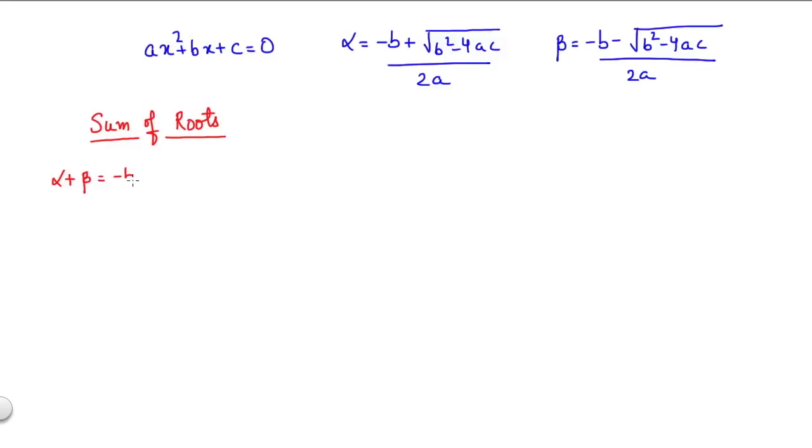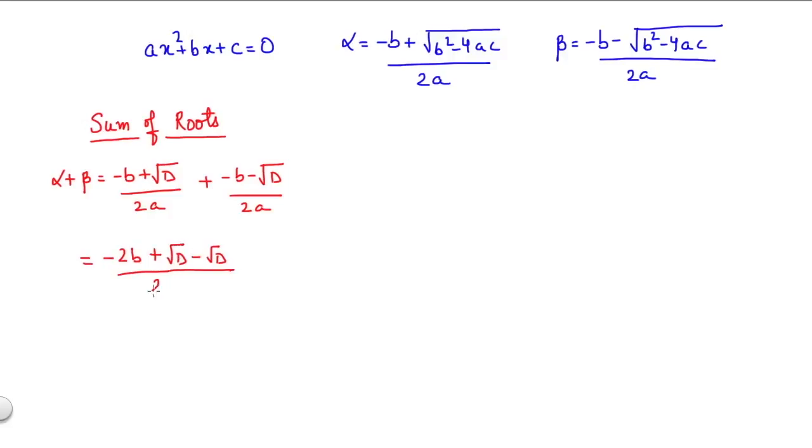alpha plus beta is equal to (-b + √D) / 2a plus (-b - √D) / 2a, which is equal to -2b, we can cancel √D from √D, divided by 2a, that is -b/a. So from here we get that the sum of the roots is -b/a. That is, alpha plus beta is always going to be -b/a of the quadratic equation ax² + bx + c.